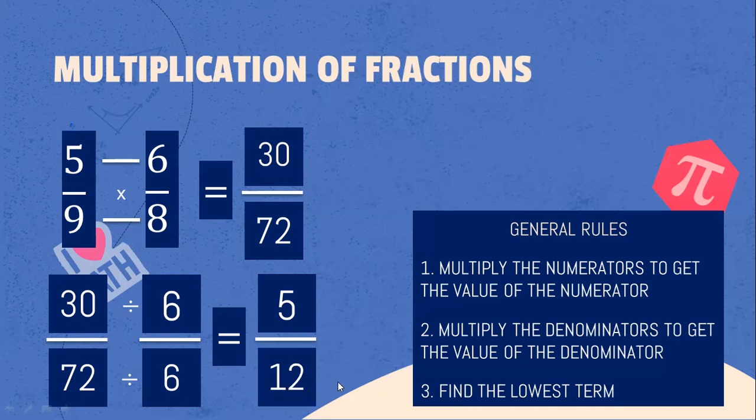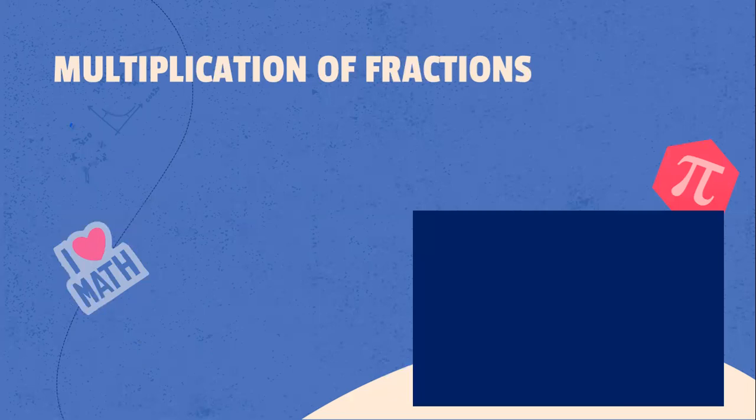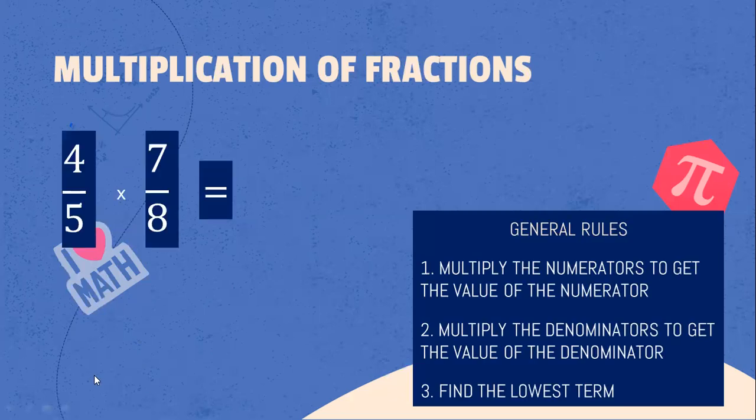Again, the main rules in multiplication of fractions are, number one, multiply the numerators to get the value of the numerator, multiply the denominators to get the value of the denominator, then get the lowest term in order for you to have the final answer. You try this one again. Try this one on your own. Okay, I'll give you time to solve it.